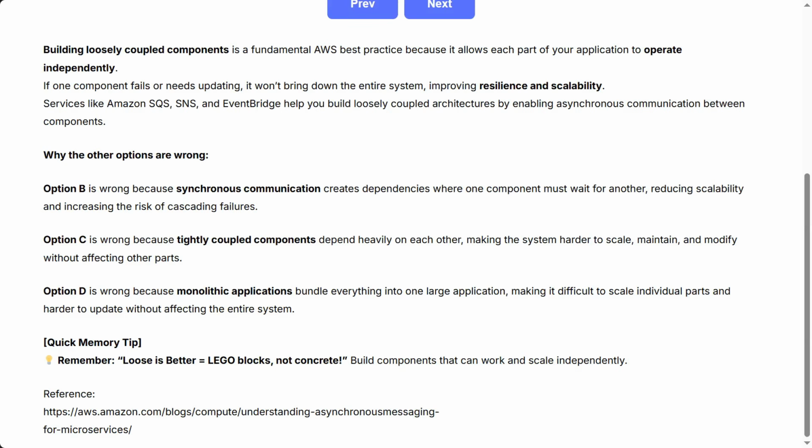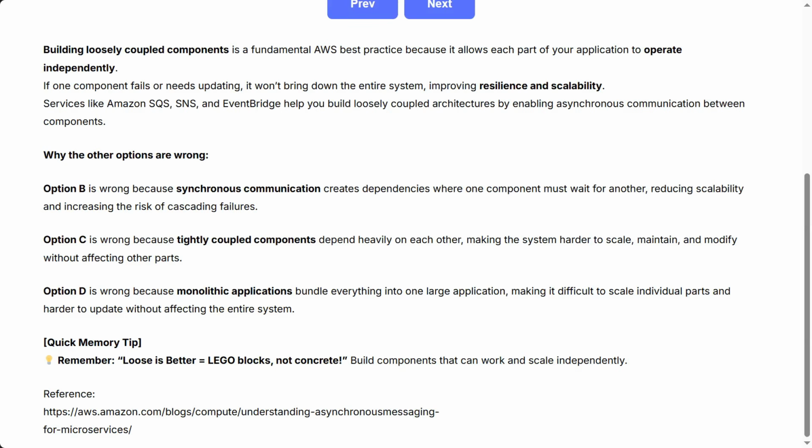Option D is wrong because monolithic applications bundle everything into one large application, making it difficult to scale individual parts and harder to update without affecting the entire system. Quick memory tip. Remember, loose is better, Lego blocks, not concrete. Build components that can work and scale independently.